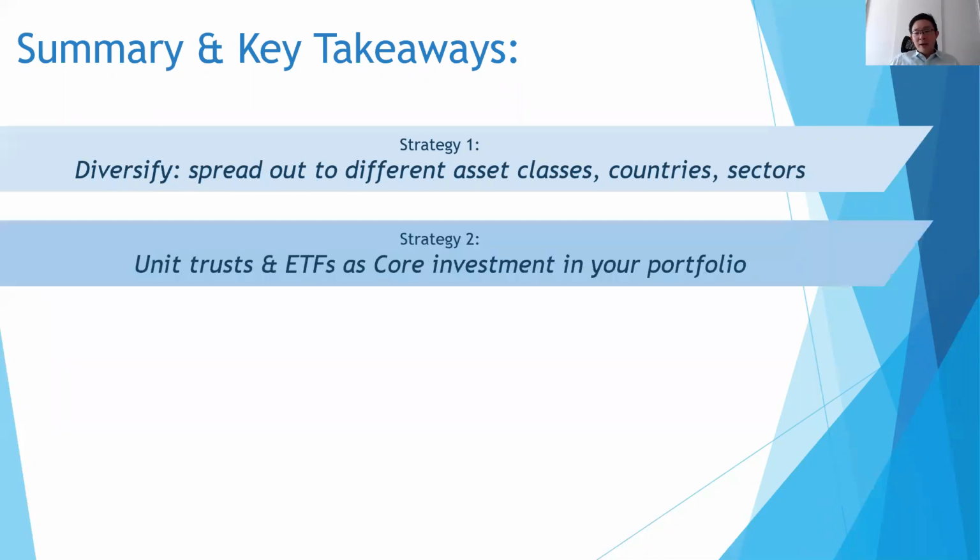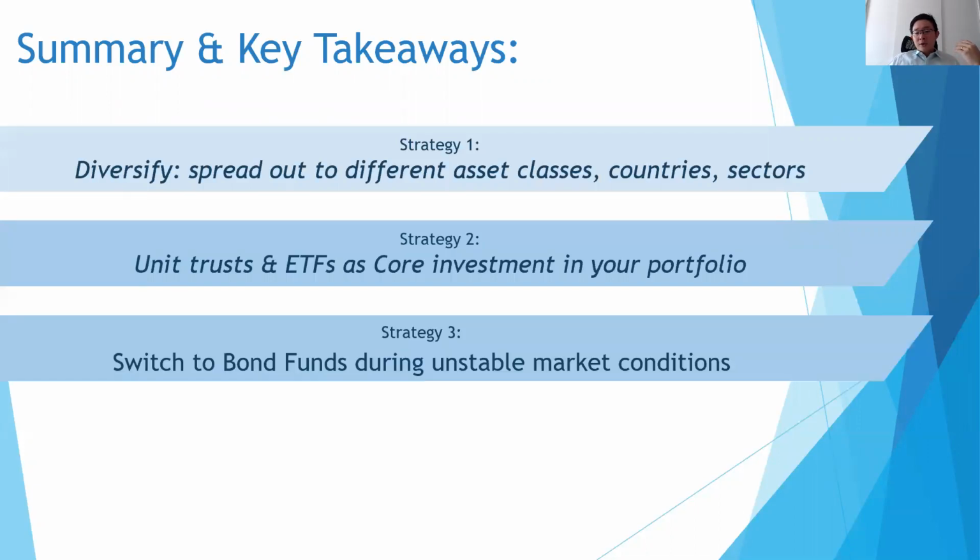That's number 1. Number 2, use ETFs and unit trusts to create your core investment portfolio because they are very diversified. They have different types to suit different risk appetites of investors. You can use that as your core investments. And of course, switch over to bond funds during a very unstable market.